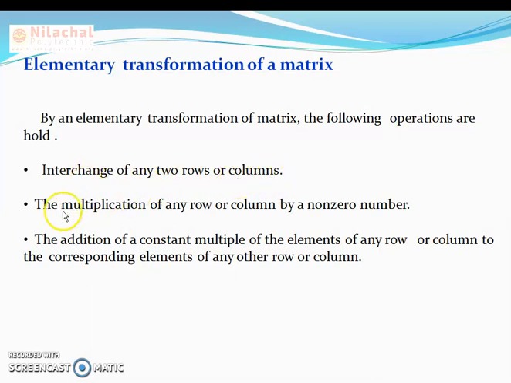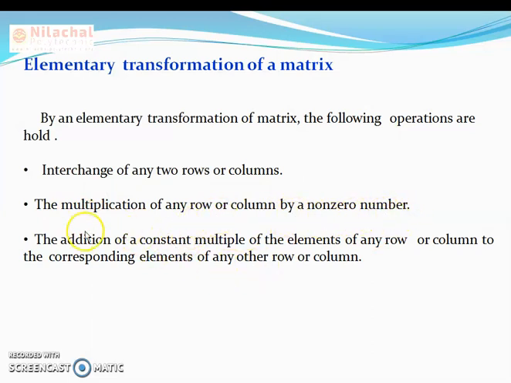Similarly, another thing is the multiplication of any row or column by a non-zero number. Suppose your first row is 1, 2, 3. If you want to multiply by 2, that means 2 into row 1. First row will be denoted as row 1. So if you want to multiply by 2, it will be denoted as 2R1, means 2 will be multiplied with each element. So this is what the second point is saying: the multiplication of any row or column by a non-zero number.